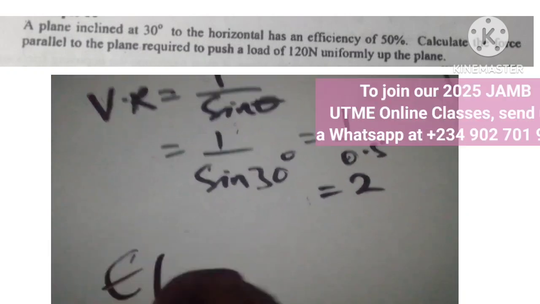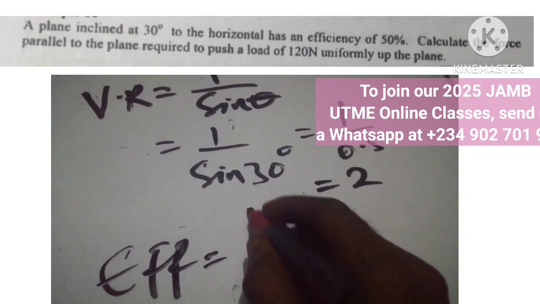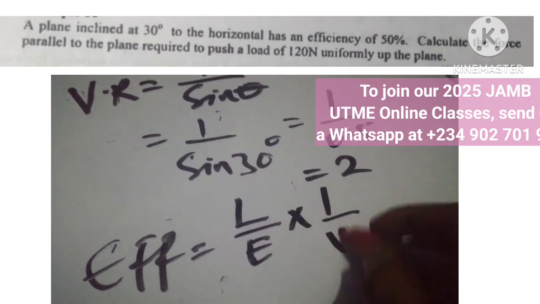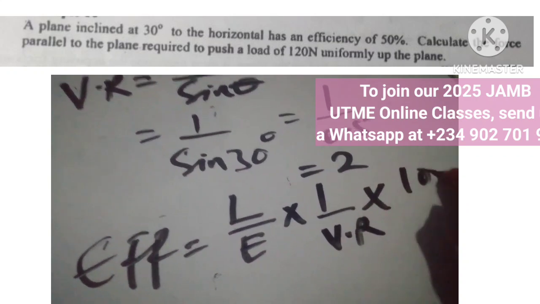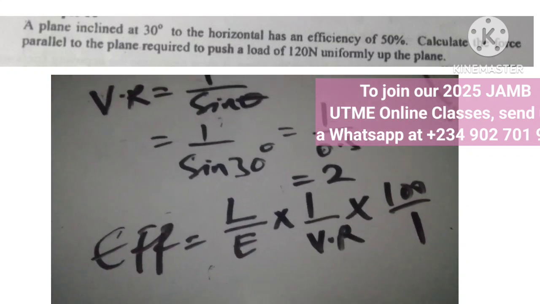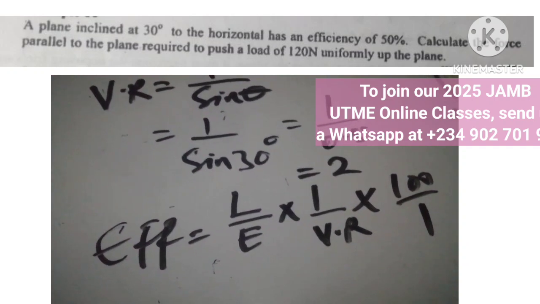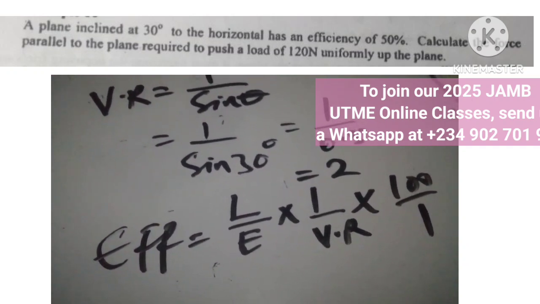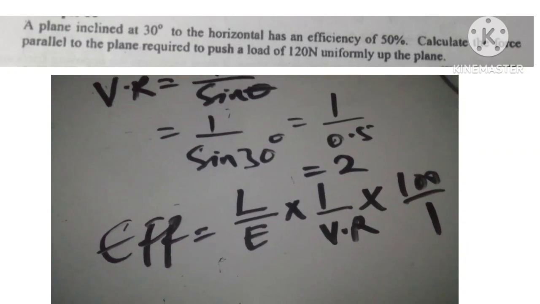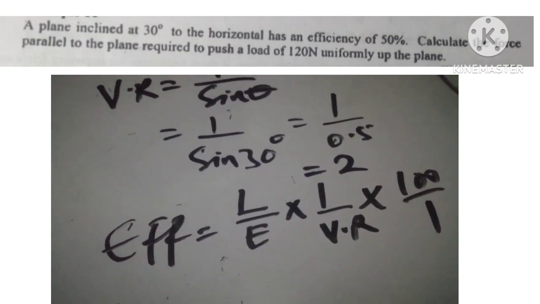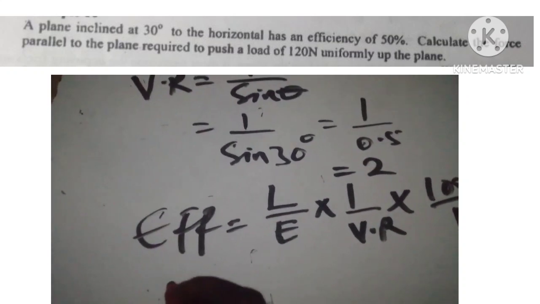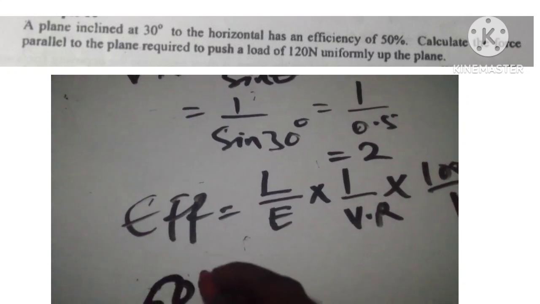You now come here and say efficiency is equal to load over effort times 1 over velocity ratio times 100 over 1. Take note of this, it is very, very important. Now, according to the question, they gave us the efficiency. At the same time, they gave us our load, and we are asked to find our effort. So what we are going to do is this: the efficiency here is 50%.